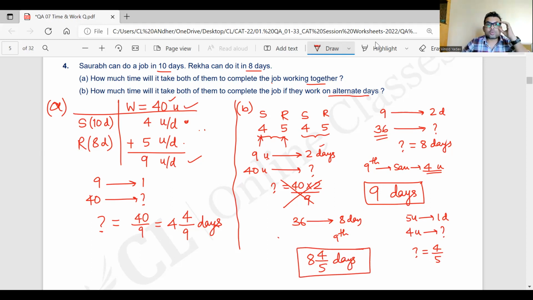So of course, here there are two possible answers. So in the question, it should be mentioned who begins the work. Otherwise, it will simply be cannot be determined. All right. I hope you're understanding through these examples, friends. All right. Okay, cool.